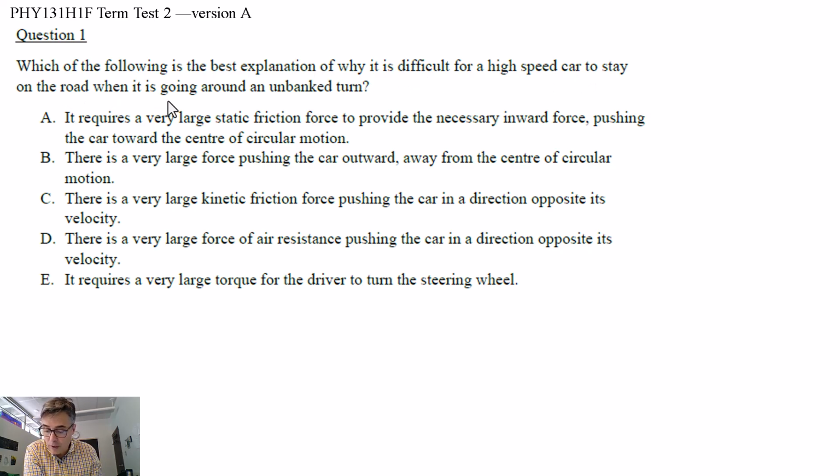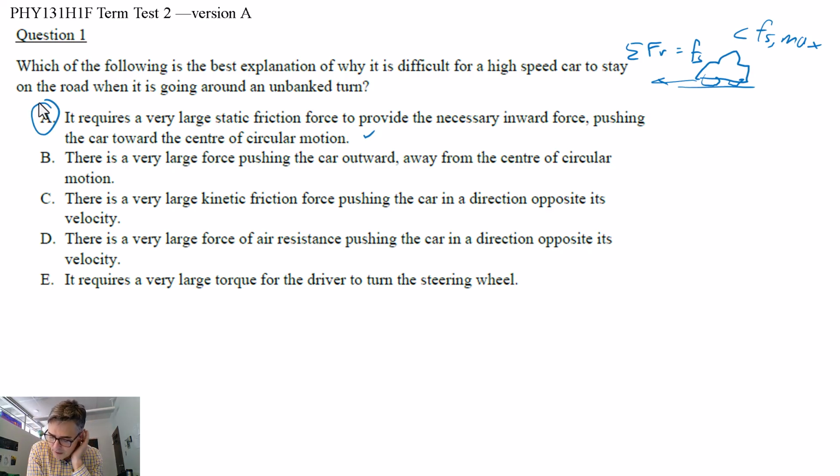Which of the following is the best explanation of why it is difficult for a high-speed car to stay on the road when it is going around an unbanked turn? So remember, for an unbanked turn, I think it's entirely static friction that is providing the radial force. Fs is going to have to be less than Fs max, or else it'll fly off the road. A, it requires a very large static friction force to provide the necessary inward force, pushing the car toward the center of circular motion. So that's exactly what I think.